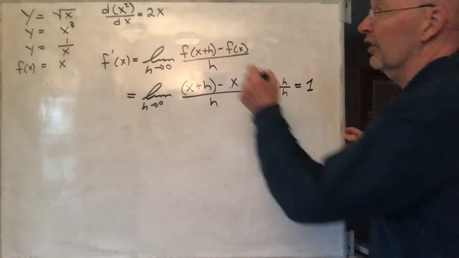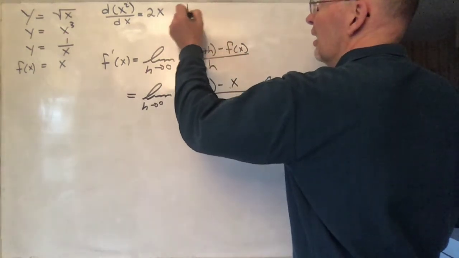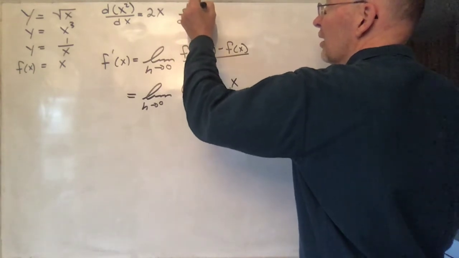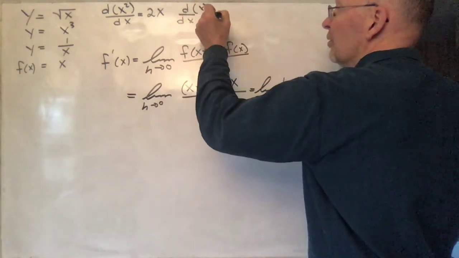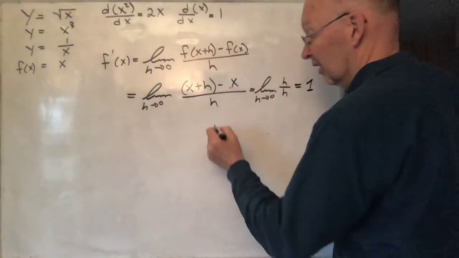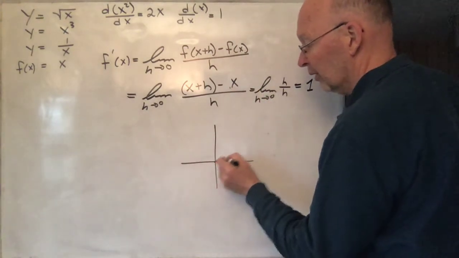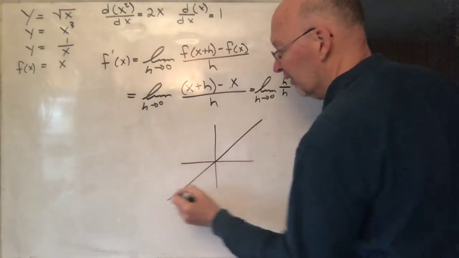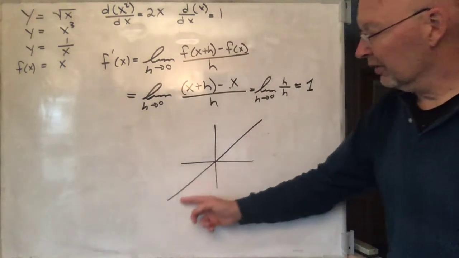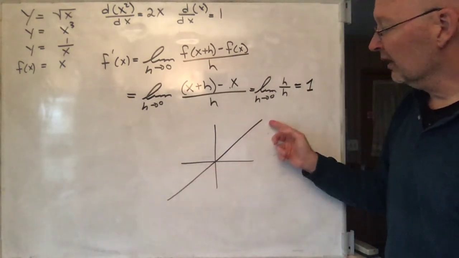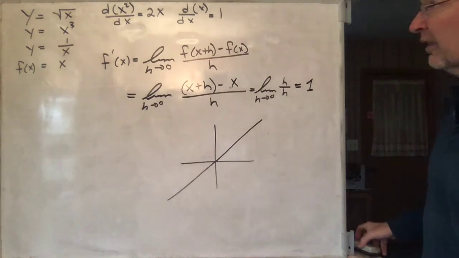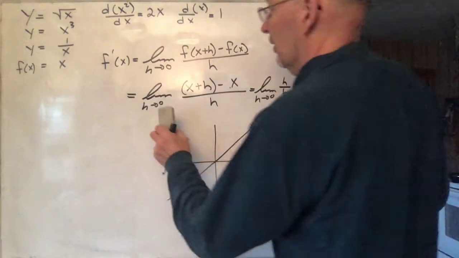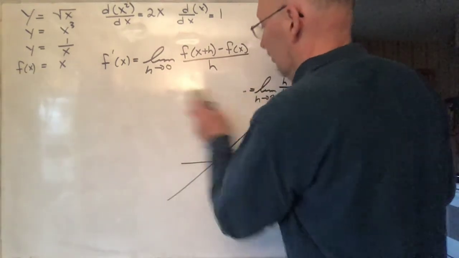So now we have ourselves another result, which makes complete sense because this is just the line y equal x, and we know that the slope of that line is 1. So that's good. The derivative of that line is 1 at any point, which is what we should have expected. Okay? Let's try the next one.